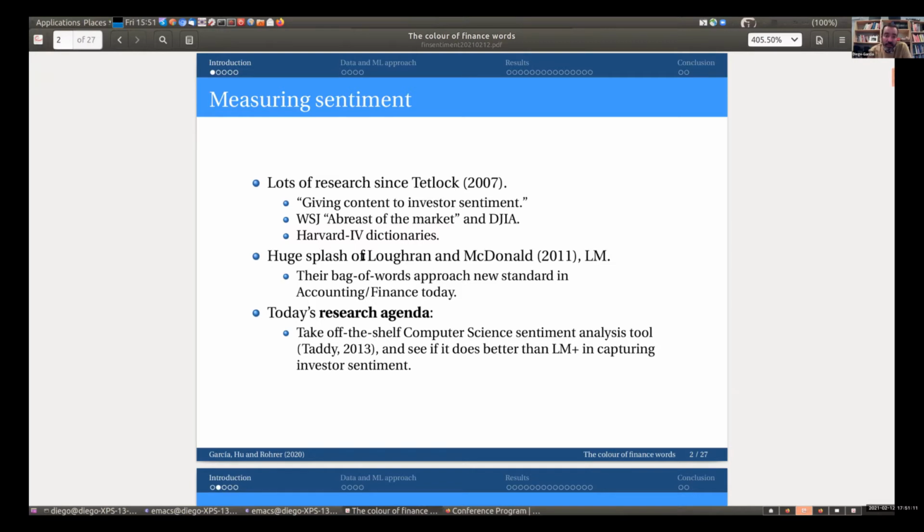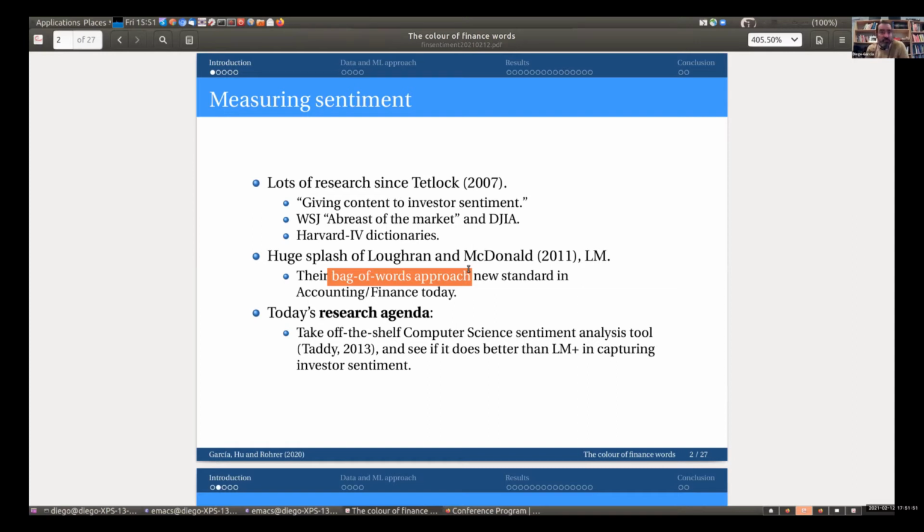Loughran and McDonald in 2011 published a paper in the Journal of Finance that said, look, these psychology dictionaries that Tetlock and others have used, for example, this Harvard 4, have lots of issues. So the word liability is considered a negative word in many of these dictionaries, but is a big piece of the right-hand side of the balance sheet of a firm. So let's try to be more nuanced in finance and accounting as to what we call positive and negative words. And their bag of words approach has been the standard for the last decade and beyond. I myself have used it in at least 3 or 4 papers, should probably be more than that.